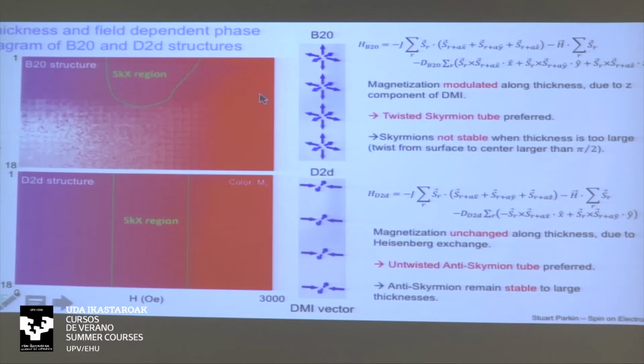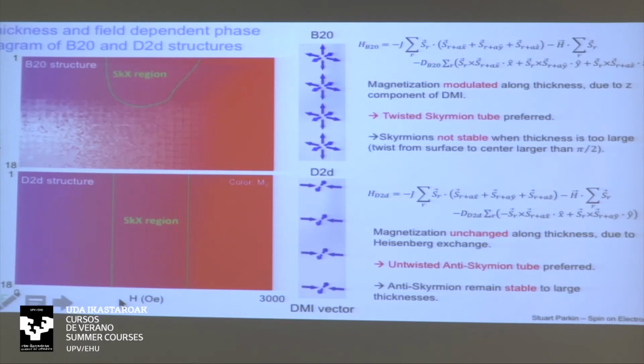Now, I can't show you it in detail, but what we find is this is the skyrmion region. And you can see, indeed, as a function of increasing thickness, it's eliminated, just like the experiments of Tokura. However, for this D2d symmetry structure, which supports antiskyrmions, we find that this antiskyrmion phase is sustained, irrespective of the thickness, just as we see in our experiments.